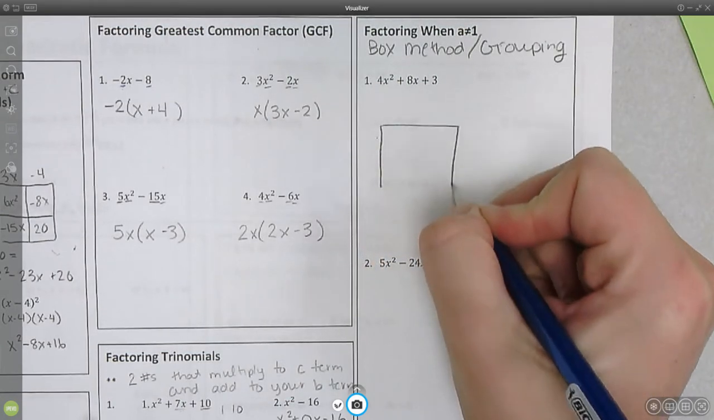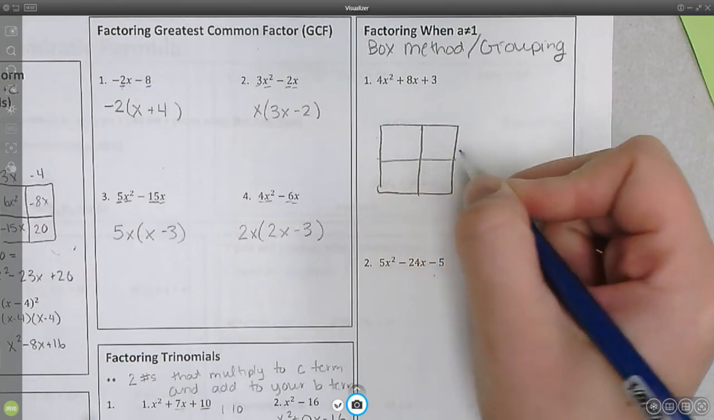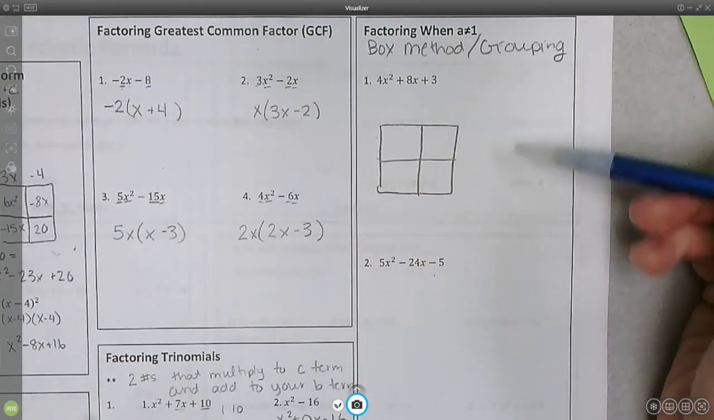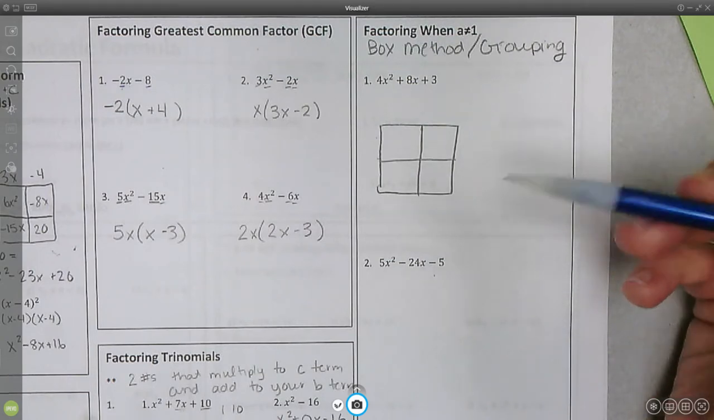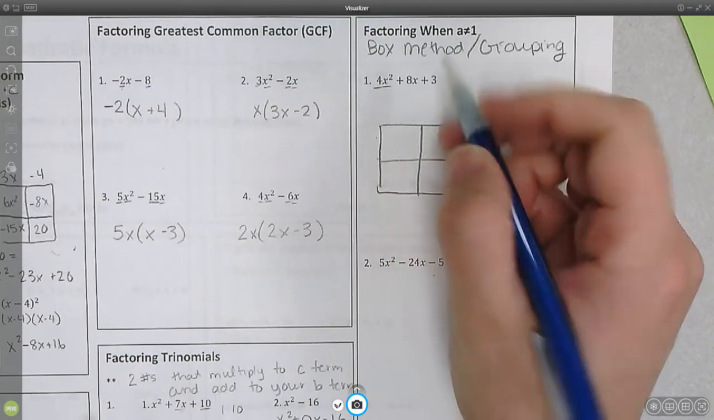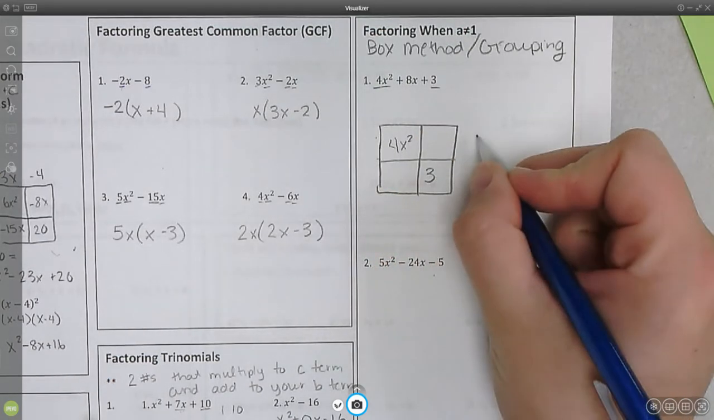We'll do the box method first. Just a reminder, this is just a refresher from what we've done. There are videos on how to do these and why these things work. So this first term goes here. The last term will go here.